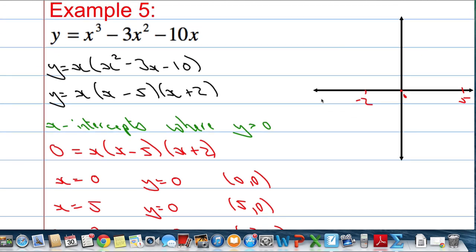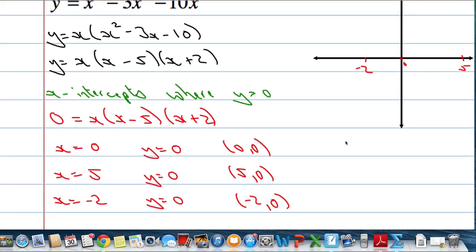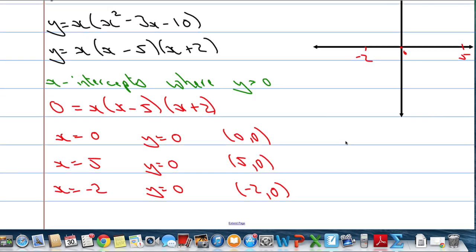Don't get hung up on the scale. You don't need to be too particular about the scale. Just try and use a bit of common sense with it. Okay, so that's the x-intercept. Let's do the y-intercept.